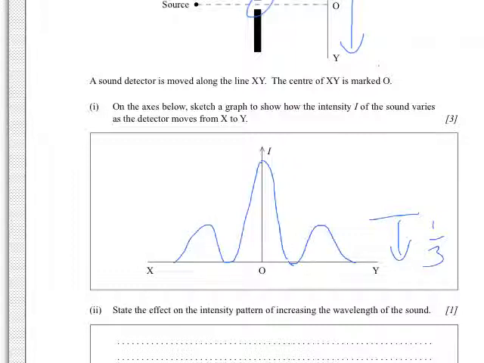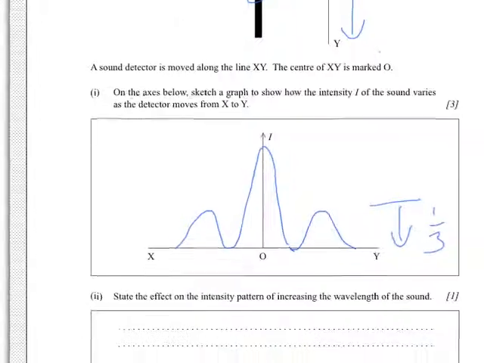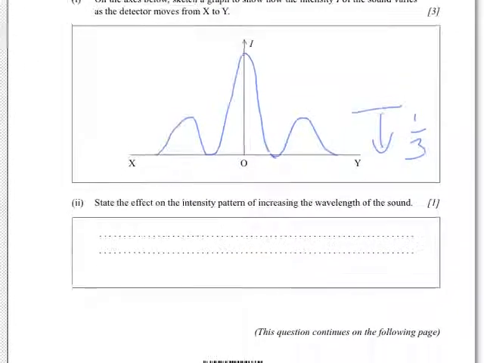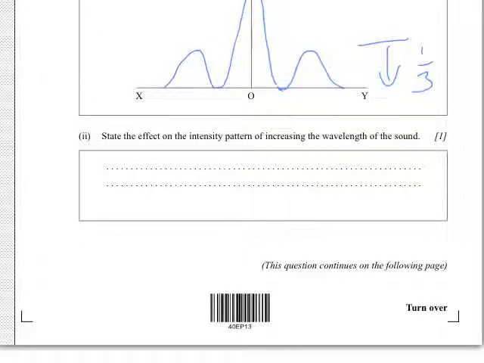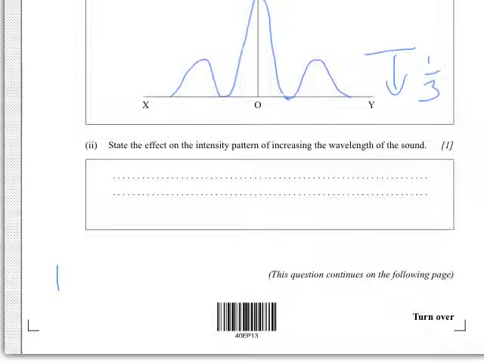State the effect on the intensity pattern of increasing the wavelength of sound. Okay, so I'm going to squeeze in a little picture and give you a bit of a full explanation on this. If you remember, we had a relationship for single slit diffraction, which was the angle, which I'll talk about in a second, equal to lambda over W, W being the gap size. And lambda was the wavelength of the light.